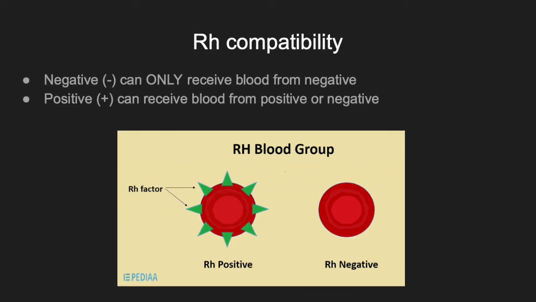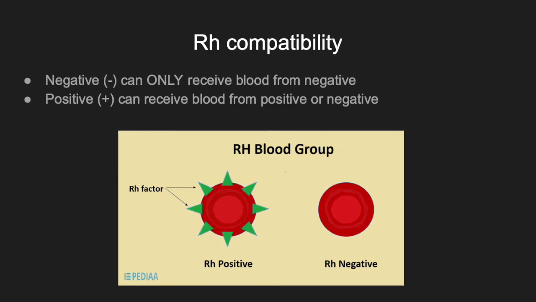Remember, if they're negative for the Rh factor, they will need to receive negative blood. Most hospitals have a large supply of O negative blood because that is universally acceptable for blood transfusions in all patients. All right, that's everything you need to know to ace your questions on blood compatibility.